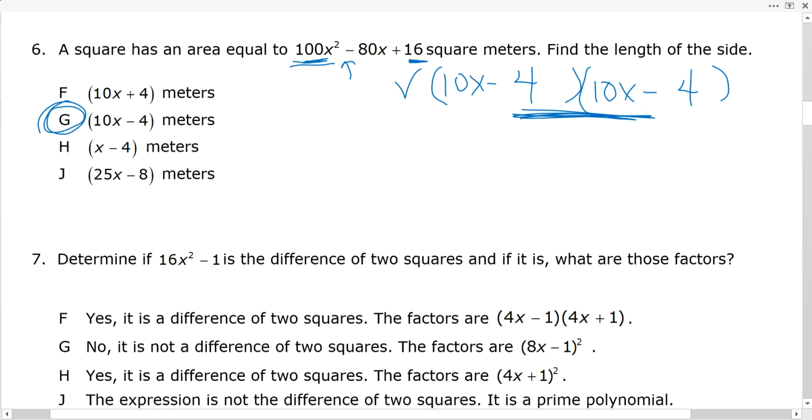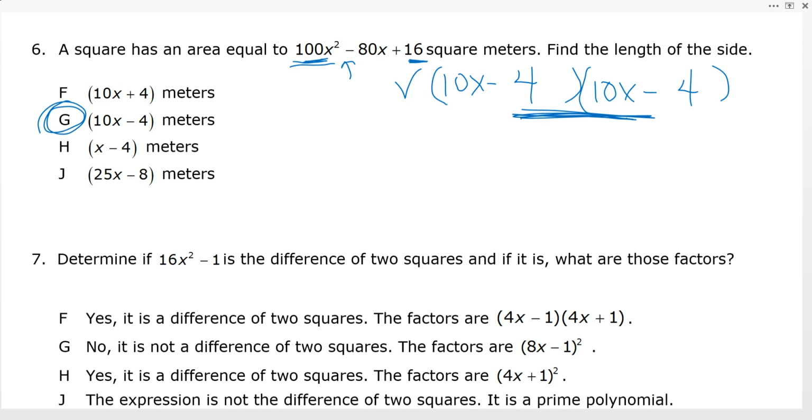Some of y'all were working on that and trying to put it in the square and find the magic numbers and factor out a 4, and all that works, but you don't need to because hopefully you see, oh, look, it's a perfect square trinomial. So that's the only way I'm going to work it.